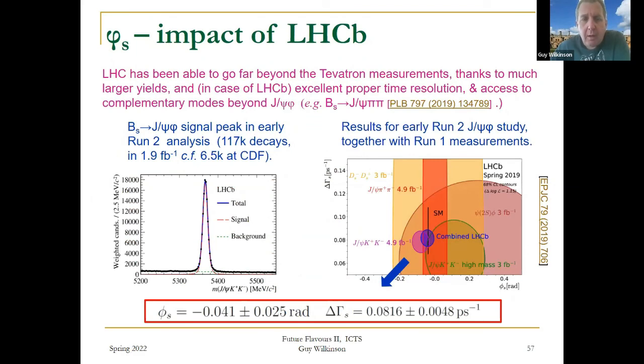Okay, so this is something that people knew we could measure at the LHC, and it has been measured. phi S has now been measured very precisely by LHCb. One has a sample now of something like 117,000 decays, to be compared with 7,000 at CDF. Very, very clean. And here you see in blue the actual result which we now have from LHCb, plotted in terms of phi S against delta gamma S.